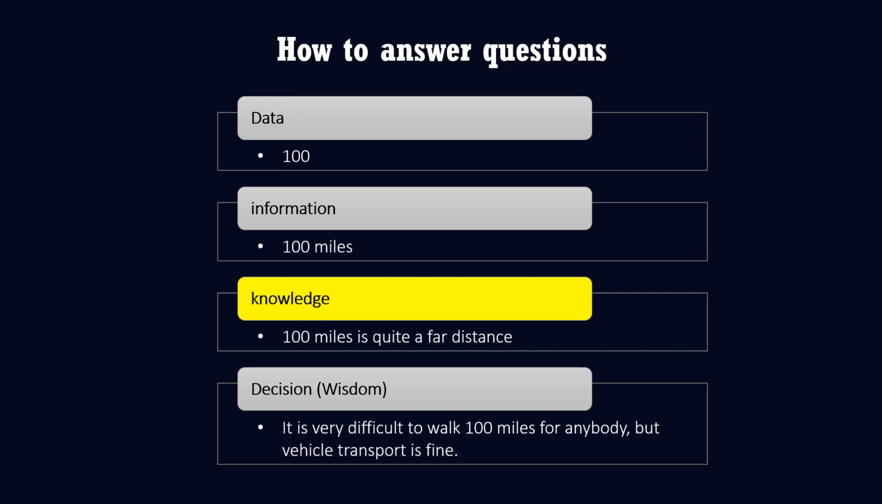Okay children, now let's have a look at another example. Now you have number 100. It's a piece of data because it's just a number. Now you have 100 miles. It's an information. Why? Because you know it is a distance. So with that information, what is the knowledge you have is 100 miles is quite a far distance. So with that knowledge, you can come to a decision, isn't it? It is very difficult to walk 100 miles for anybody, but vehicle transport is fine.